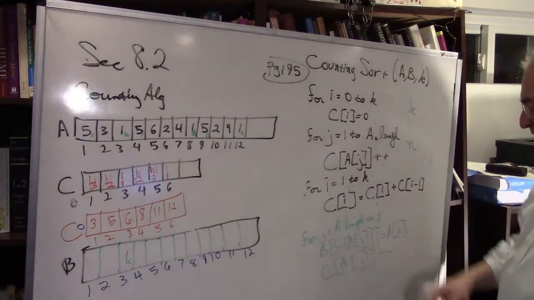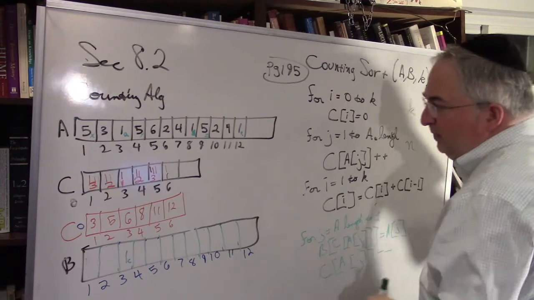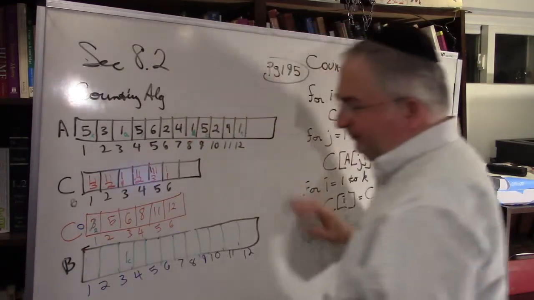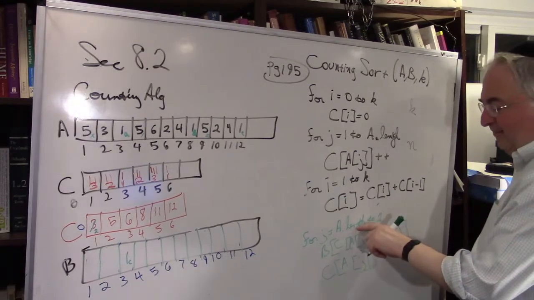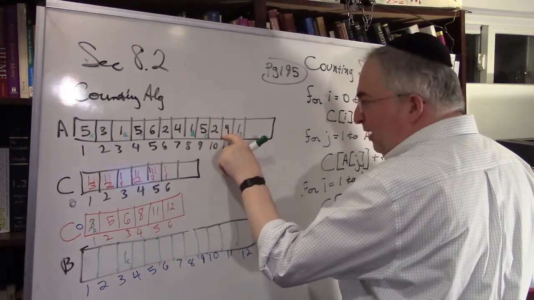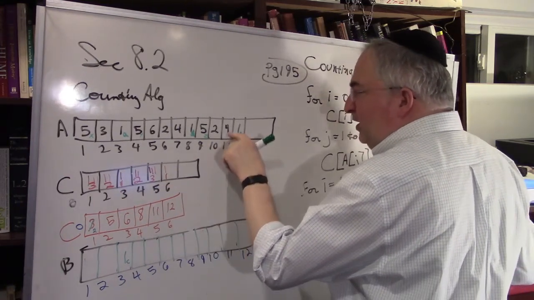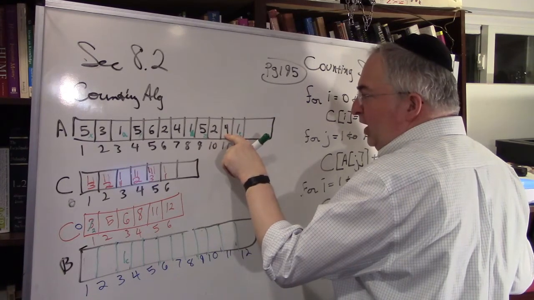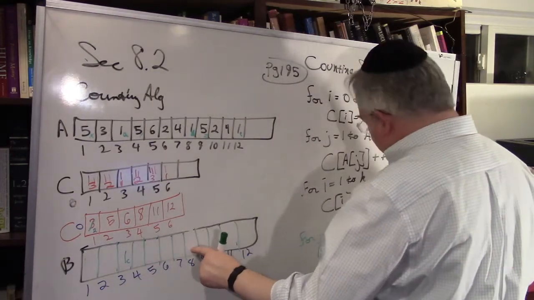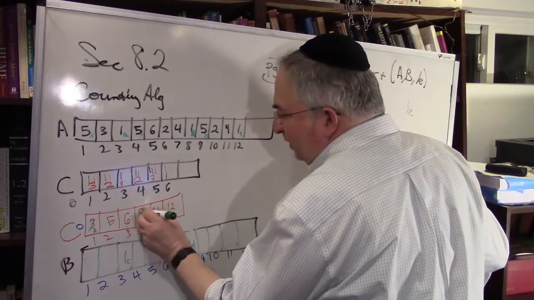Now that we did that, next thing, 11. A of 11 is 4. The counter of 1 was 3, but we took this and did this, so let's decrement it and make that a 2. Okay, good. Let's go on. J is 11. The contents of A of 11 is 4. The counter of the fourth element is in position 8. That's the final position. So B of 8 is equal to 4. Now decrement that counter. It was 8. We're going to make it 7.